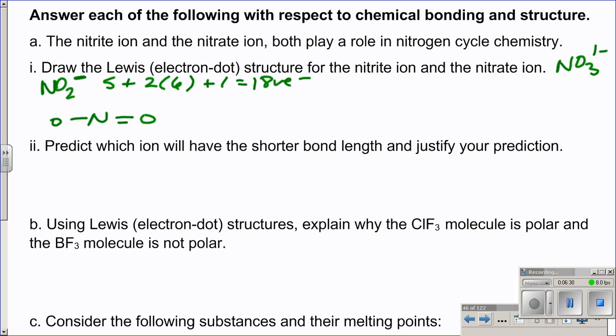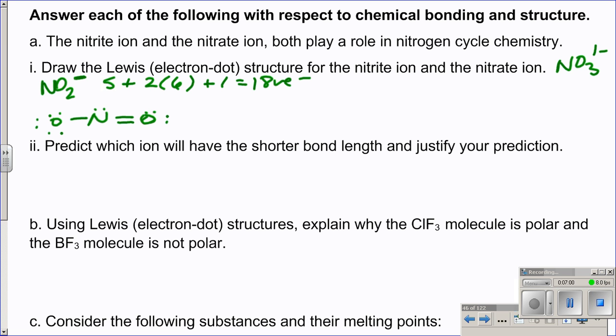Double bond someplace. So let's put a double bond on one side, and then go octet. 2, 4, 6, 8 around oxygen. 2, 4, 6, 8 around nitrogen. 2, 4, 6, 8 around the other oxygen. So total 2, 4, 6, 8, 10, 12, 14, 16, 18. Yay! What's still wrong with this though?